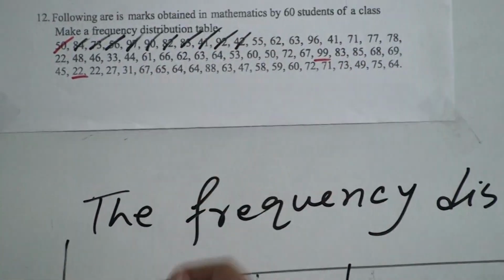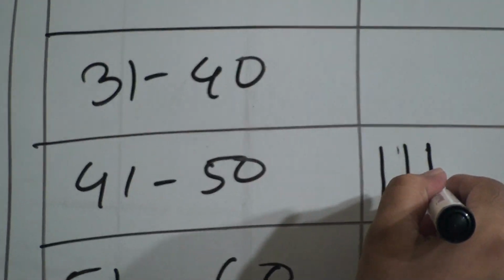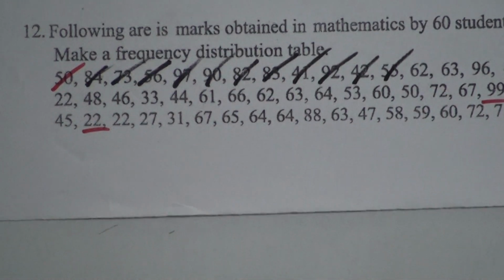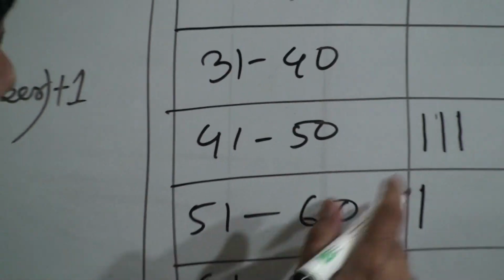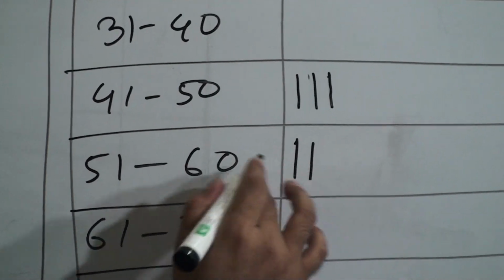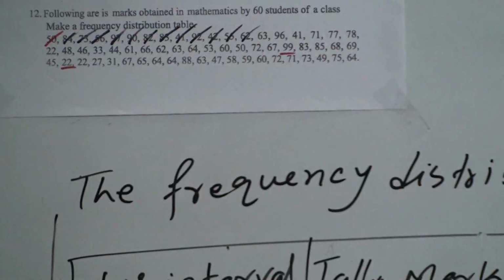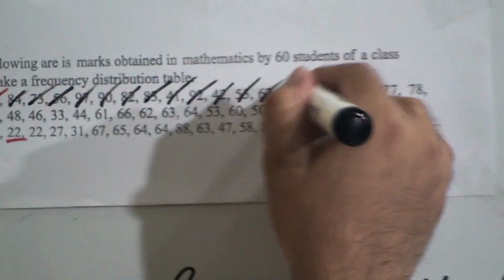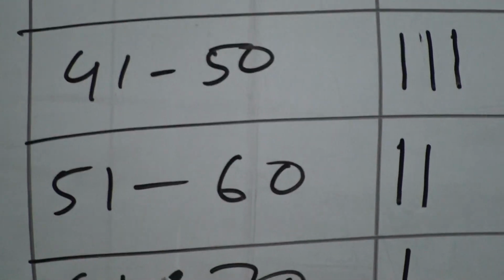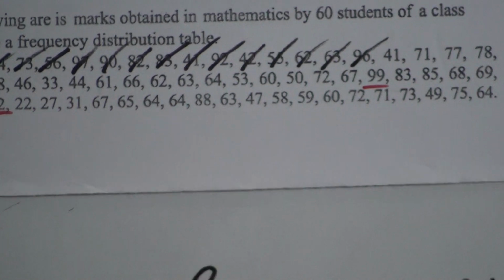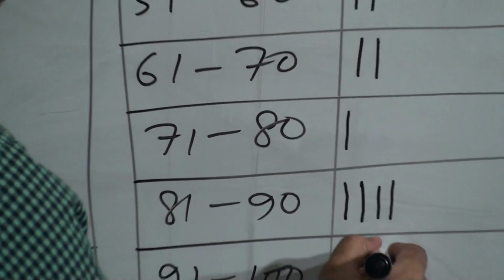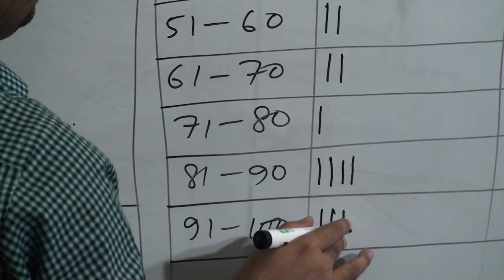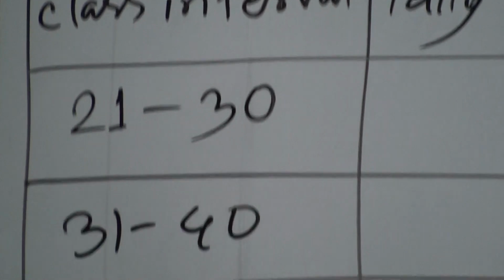Then 42. Where is 42? It is in the third class. Then 55, which is in 51 to 60. Then 62, which is in 61 to 70. Then 63, which is also in 61 to 70. Then 96, which will be in the last class. Now 41 again, which is in the third class.